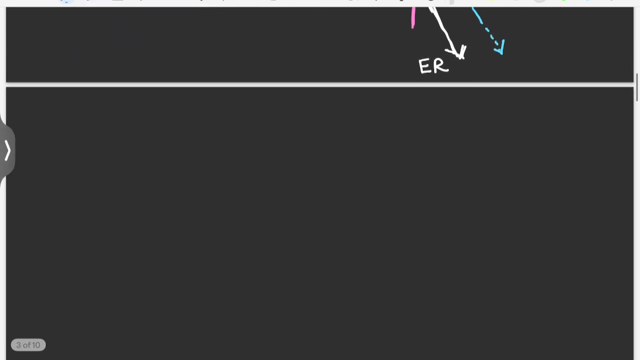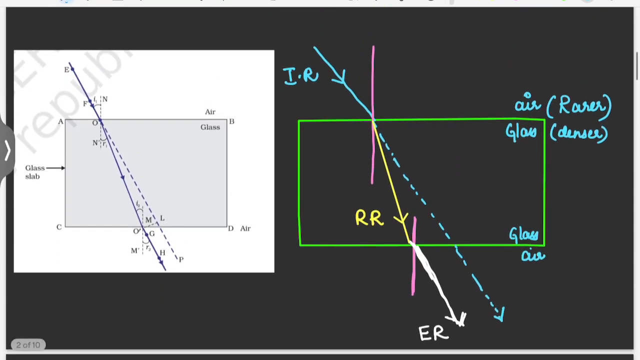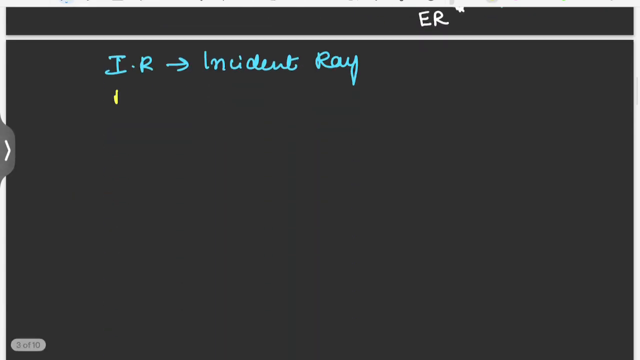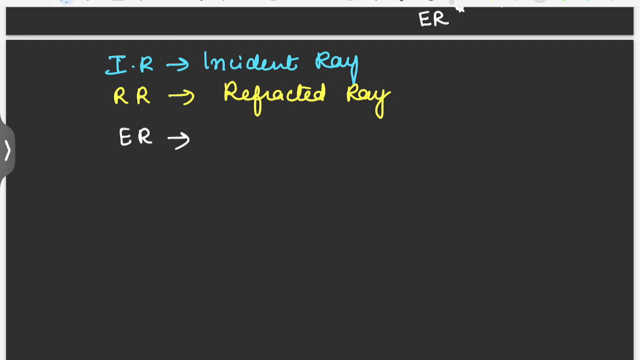So all the three rays let us write here. The blue color ray, what I have written in blue color, is called the incident ray. In yellow color, what I have written, RR, is the refracted ray. And in white color, what I have written, ER, is called the emergent ray.